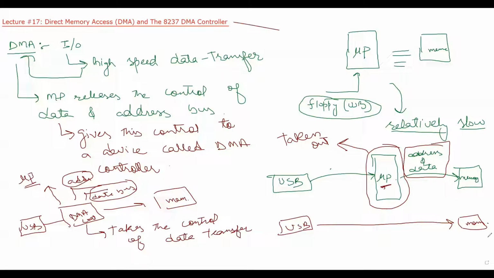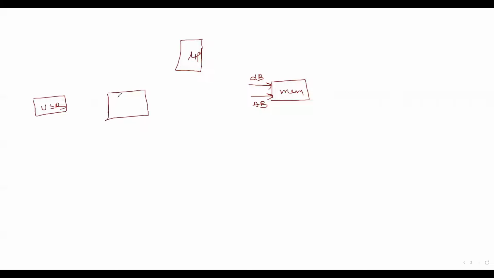Okay, so let me repeat this scenario. We were having a USB, and we were having a memory. This memory was connected to the microprocessor via data and address bus. This data bus and address bus is under the control of the microprocessor. Now, we have a controller which is called a DMA controller.